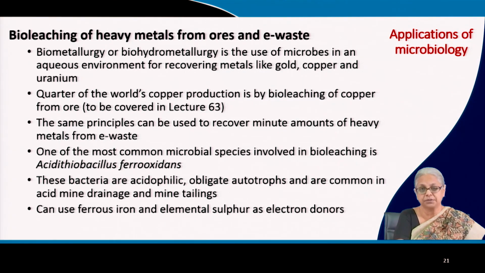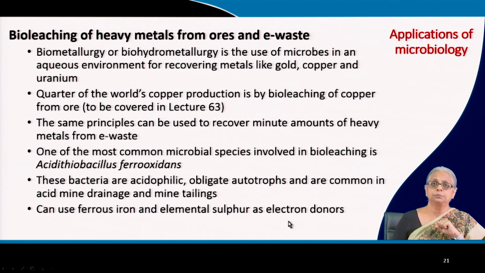The basic process, I think I've already explained it in a previous topic. What can be done is that you can combine it with ferrous iron and elemental sulfur, which can serve as the electron donors. I will be talking about this process at the end of the last lecture. So the biogeochemical cycles, we will go into details about this particular process.